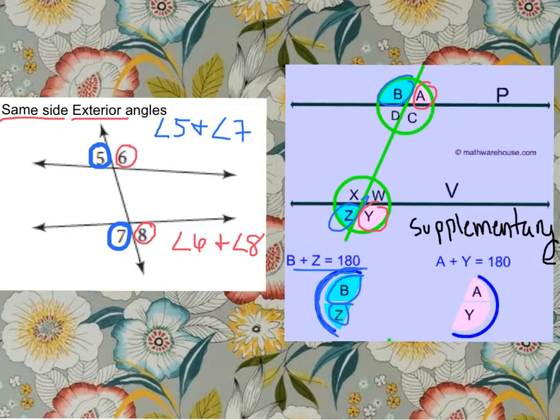They are same side exterior angles, so they're supplementary to each other, which means you can add them up, they equal 180. And if you take angle A and you add it to angle Y, you can draw a semicircle around and notice that they are 180 degrees. So same side exterior angles and same side interior angles are supplementary to each other as angle pairs.